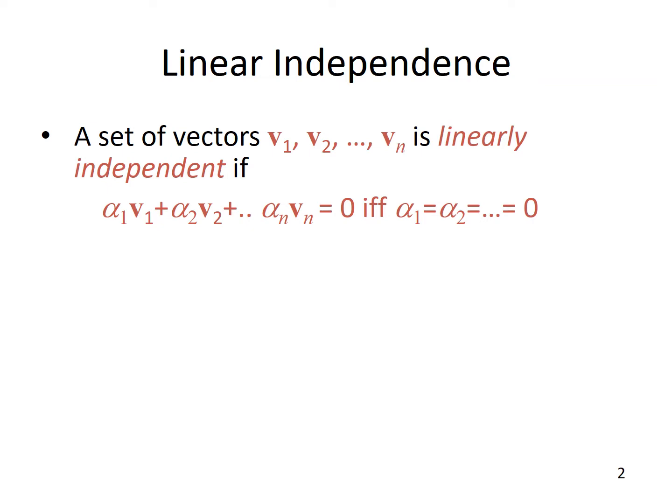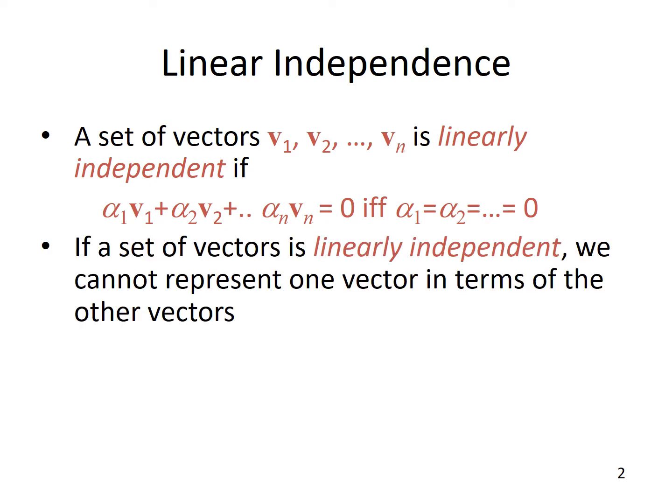A set of vectors v1, v2 to vn is linearly independent if the solution to this equation, that is alpha 1 multiplied by v1 plus alpha 2 multiplied by v2 and so on, is equal to 0, has the solution alpha 1 is equal to alpha 2 is equal to 0. That is the trivial solution. This set of vectors is linearly independent if and only if it has the trivial solution. Otherwise, the set is not linearly independent.